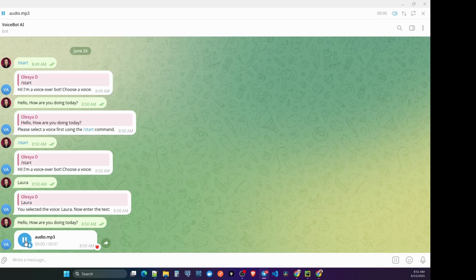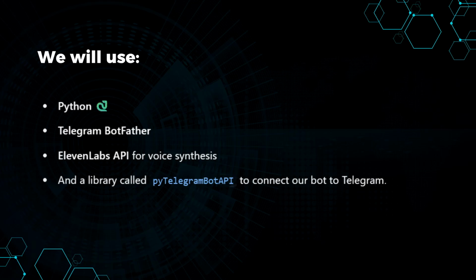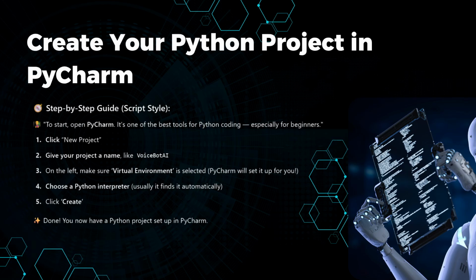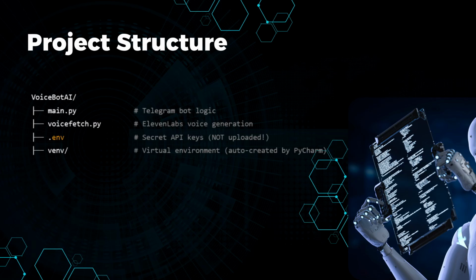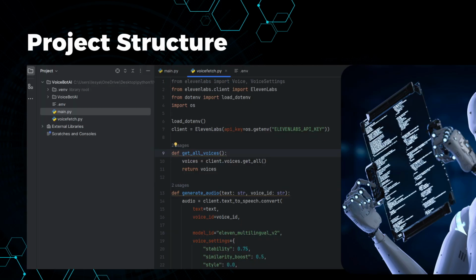Telegram. Let's get started. By now you should have the following ready: API key from ElevenLabs, Telegram bot token, and basic Python project setup. If any of these are missing, please pause here and complete them before continuing.